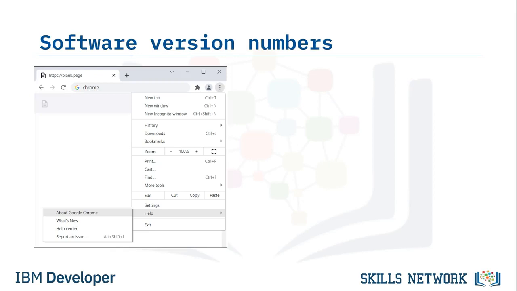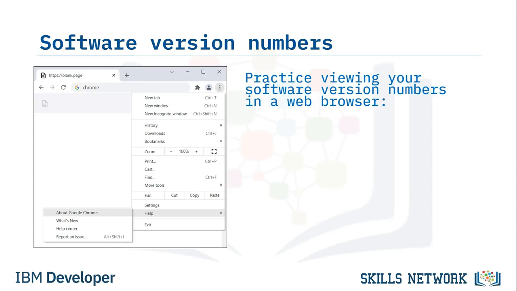Software version numbers are identified in the About or Help section of software. You can practice identifying your version number in a web browser. This example illustrates how to view the version number in the Google Chrome desktop web browser. However, if you are using a different web browser, you should be able to follow the same or similar steps.